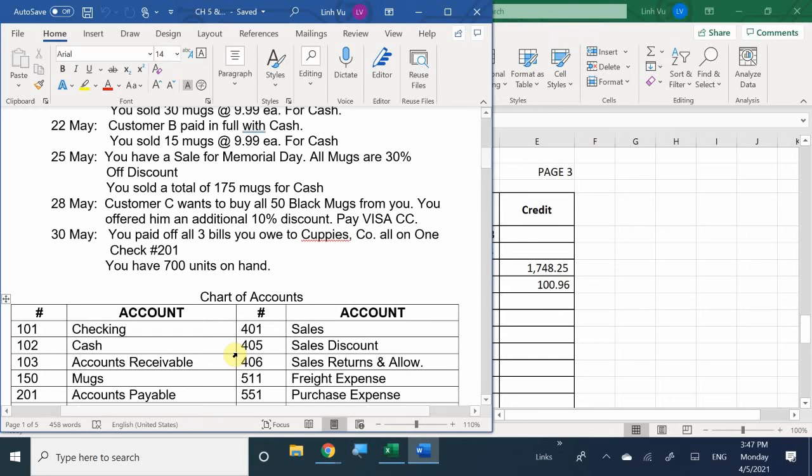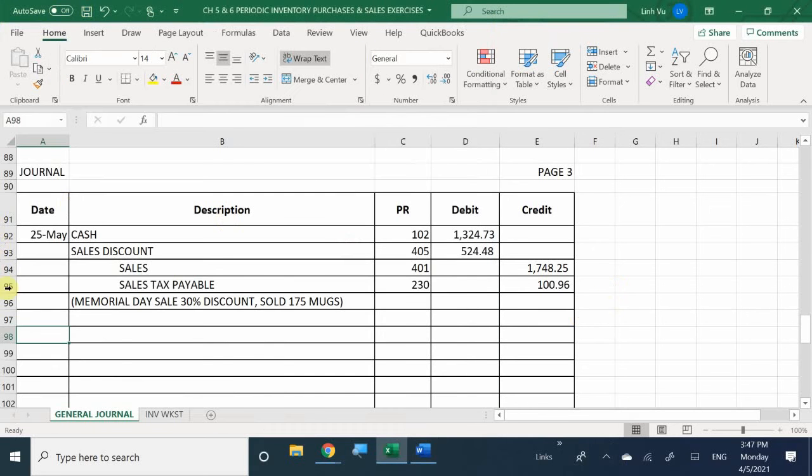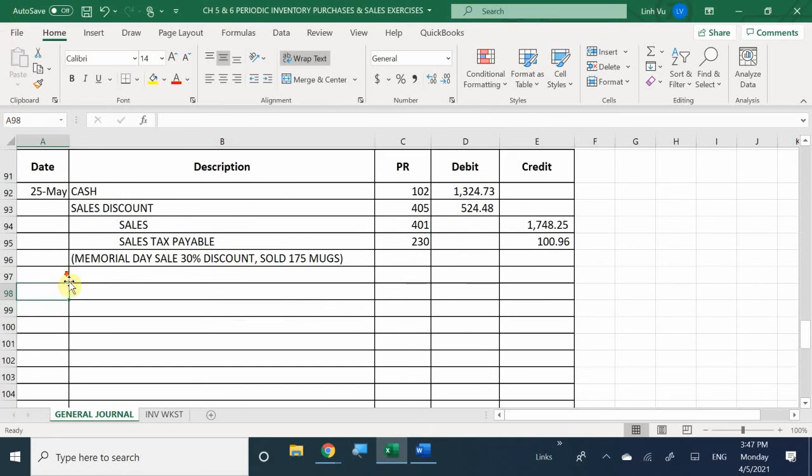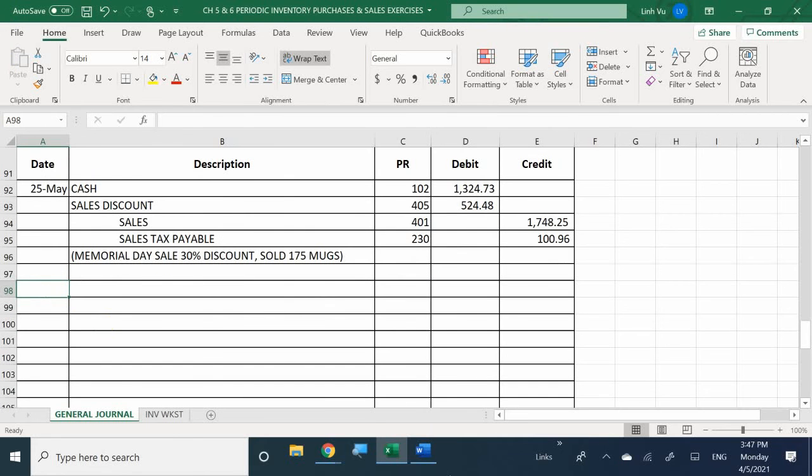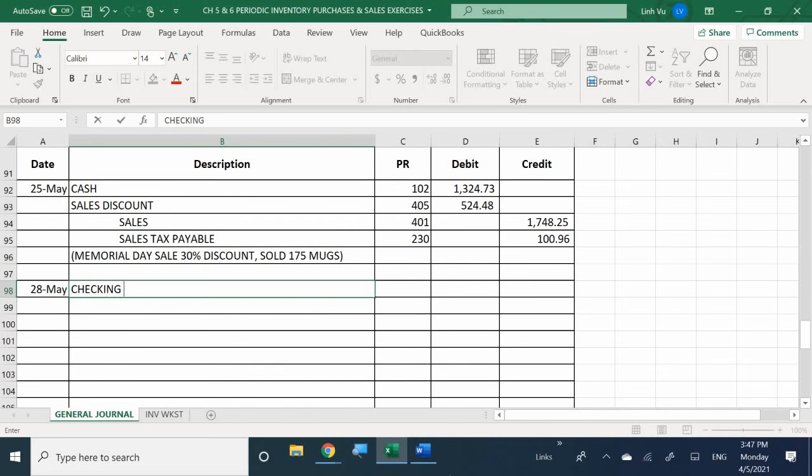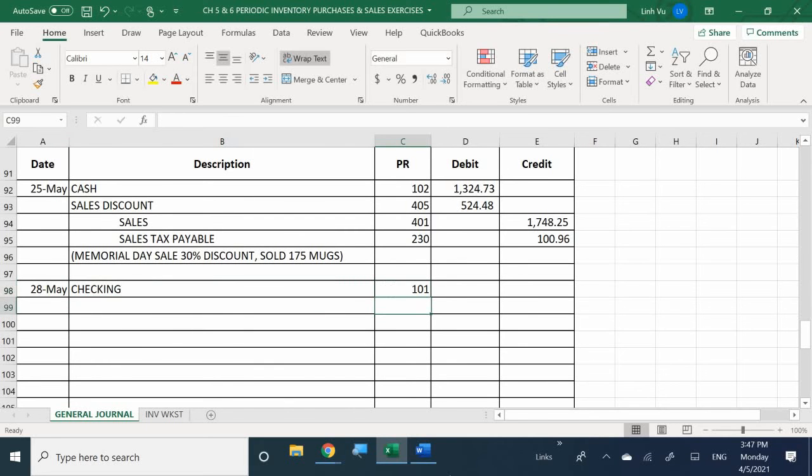Now, there are also a few things we have to look at. We offered him a 10% discount because they bought out all of our black coffee mugs. So, how am I going to journalize this? Checking. Yes, we're going to recognize checking. This is the 28th. We're going to recognize checking because credit cards go instantly to our checking account, which is check 101. What else are we going to recognize?